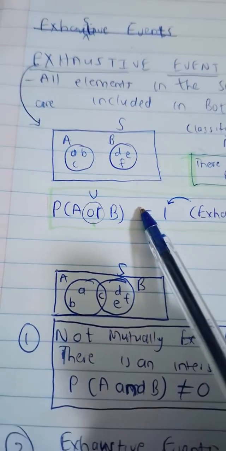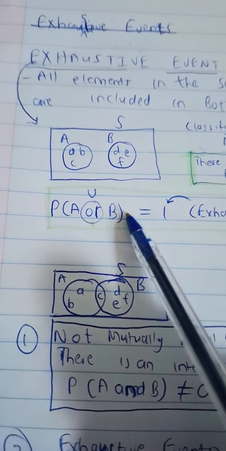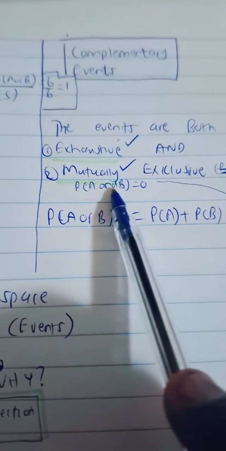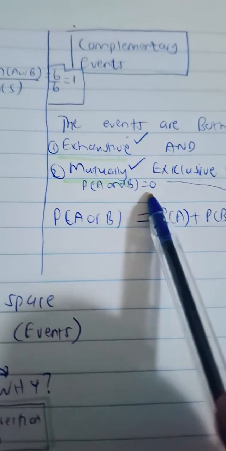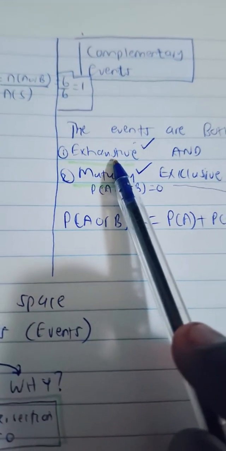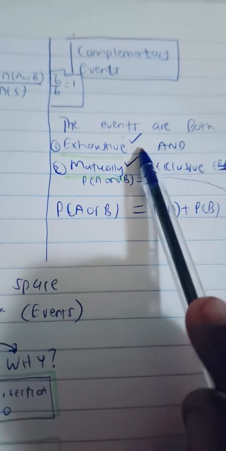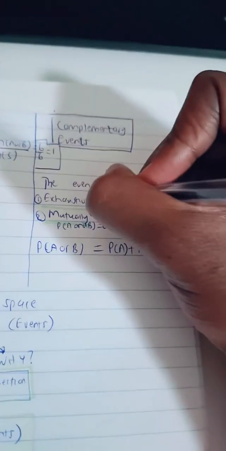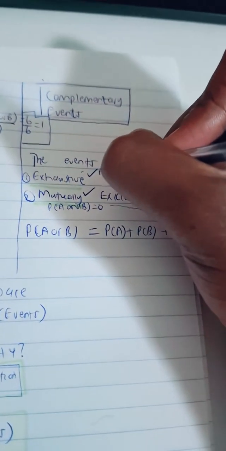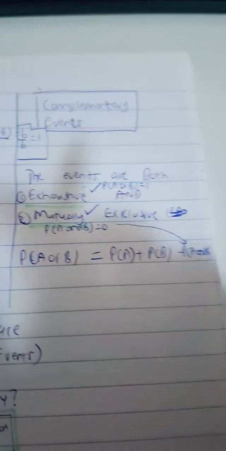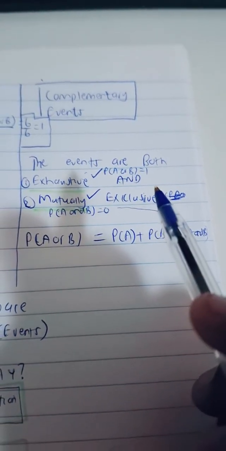Very, very important. Okay. And please be careful. Mutually exclusive, P(A and B), the intersection, is equal to 0. But if it's exhaustive, it means the probability of the union is equal to 1. So in other words, P(A or B) is equal to 1. That's one of the things we don't want to confuse.